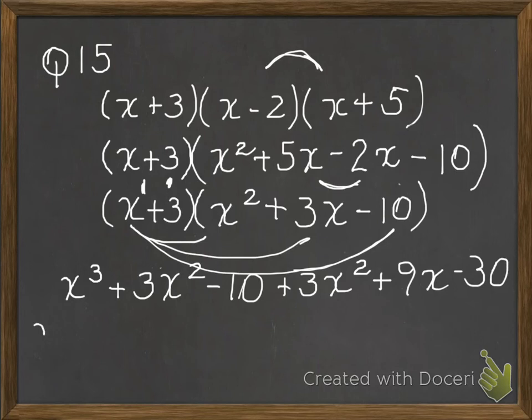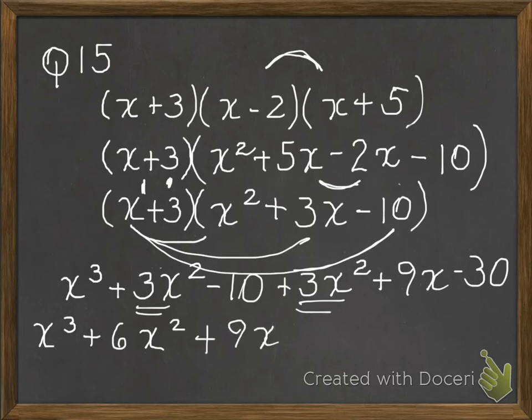So all we have to do now is combine like terms. We have these two 3x squareds, that's 6x squared. A single 9x. And then we have minus 10x here and minus 30, which is minus, altogether minus 40. And that's our answer.